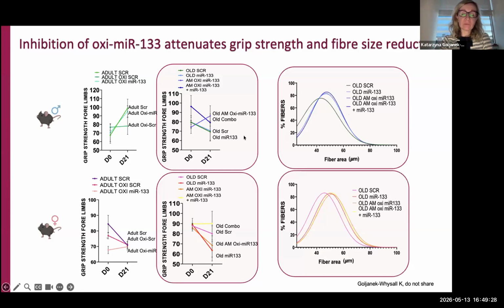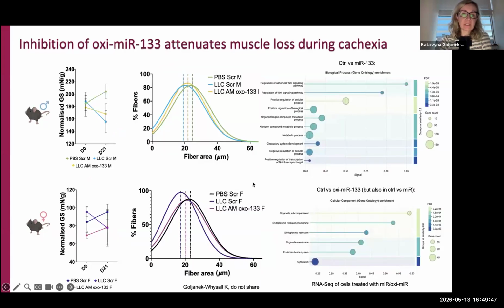And in old mice, on the other hand, we were not able to see restoration of either grip strength, which is a proxy for muscle strength, or fiber size when we overexpressed microRNA 133, but we saw some effects of the antagomere oxy 133 or the combination of both. And similarly, in cancer cachexia, in male or female mice, we saw some changes again. So here the mice were either control, cachectic, or cachectic with antagomere to oxidized microRNA 133. And so this is the yellow one. You see the cachectic mice get weaker, and this was slowed down to some degree by the inhibition of the oxidized microRNA 133, particularly in male mice.